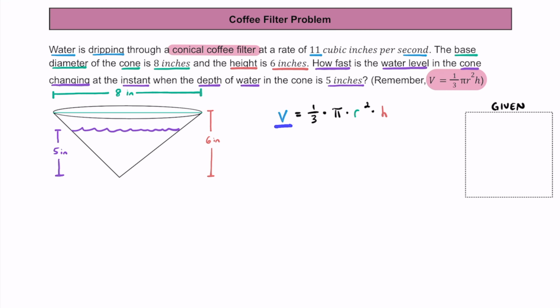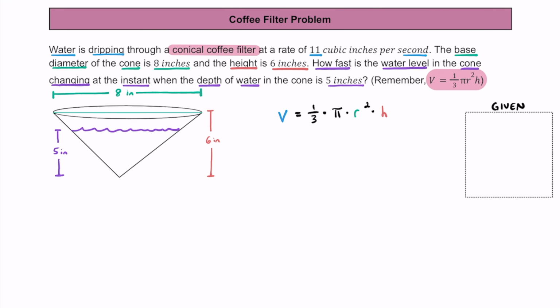Now we have three different variables here. We have this capital V, which represents the volume, lowercase r for the radius, and lowercase h for the height of the cone. Let's go ahead and organize our variables a little bit and see what we're working with and what we need to figure out. So remember earlier that we were told the rate at which the volume is changing, which is 11 cubic inches per second. If it's cubic, that means we're dealing with volume.